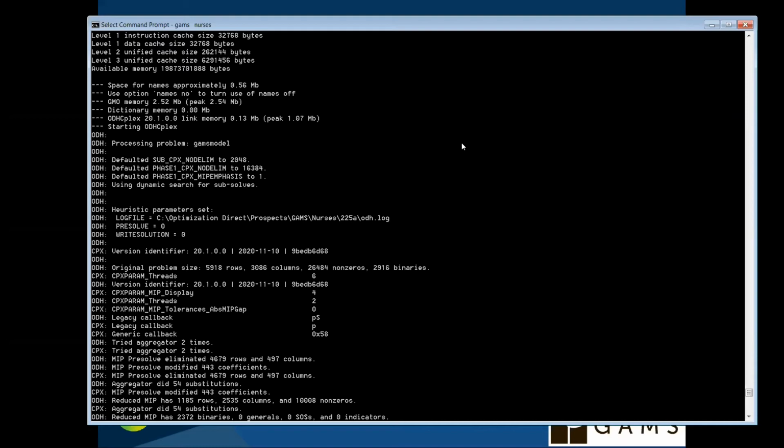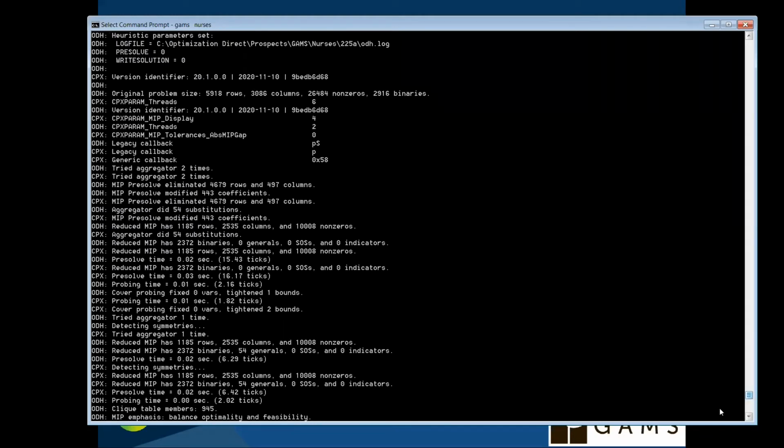Now, both ODH and CPLEX set about using the CPLEX pre-solve to try and make this model easier to solve. And the pre-solves produce lines of output. And since both CPLEX and ODH are simultaneously using the CPLEX pre-solve, not surprisingly, the lines of output are pretty similar. So this is kind of what we should expect.